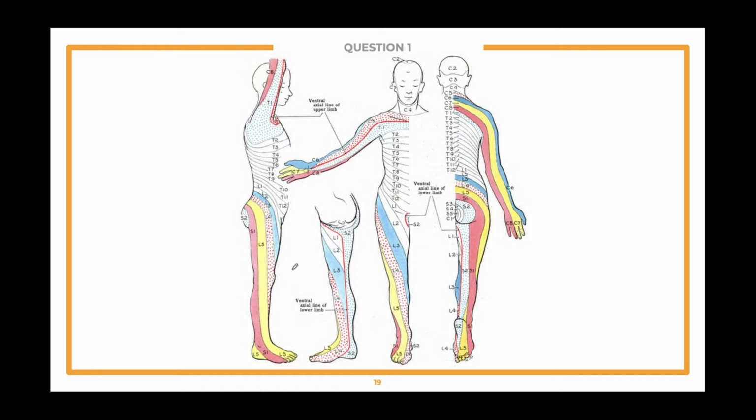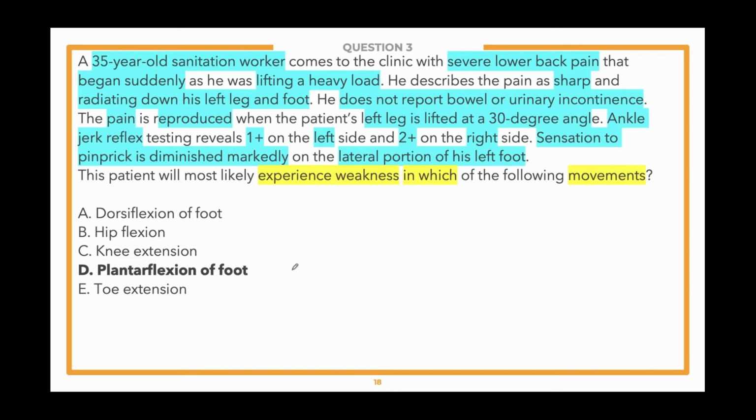And weakness of knee extension would be L4, okay? So that's a really nice table in First Aid. Make sure you guys know that. They love to ask questions about this.